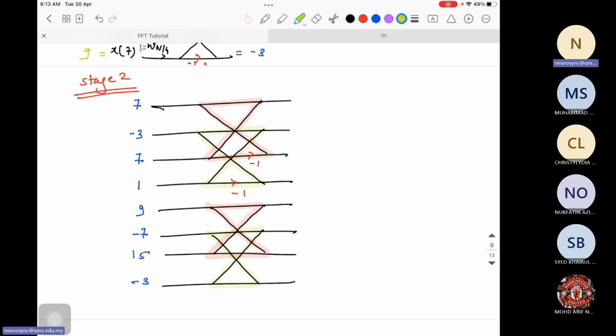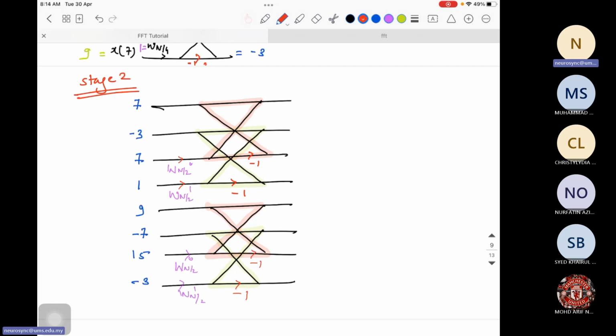Okay, and the value is minus 1 here always. Now what about the Twiddle factor? This is the second stage. Therefore, the Twiddle factor will come here. So this is Wn by 2 0, Wn by 2 1. This is Wn by 2 0, Wn by 2 1.